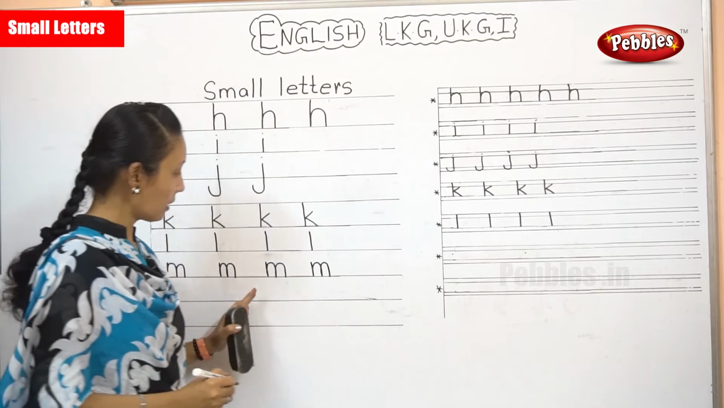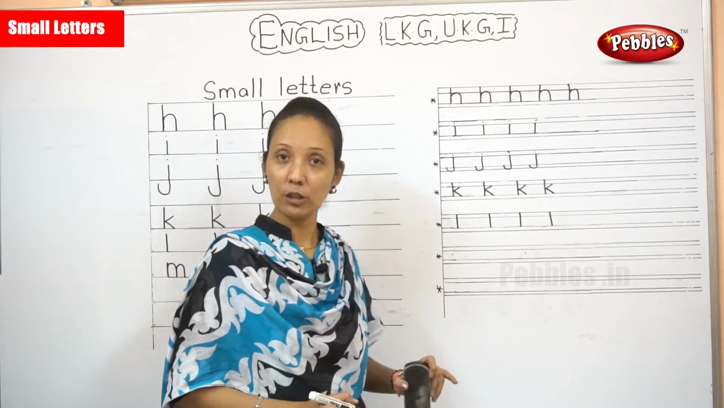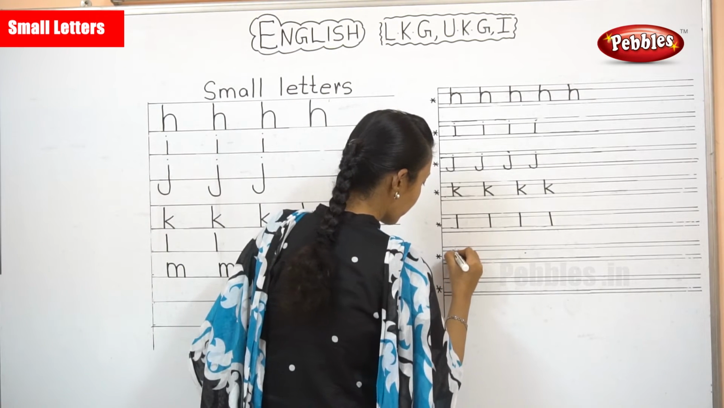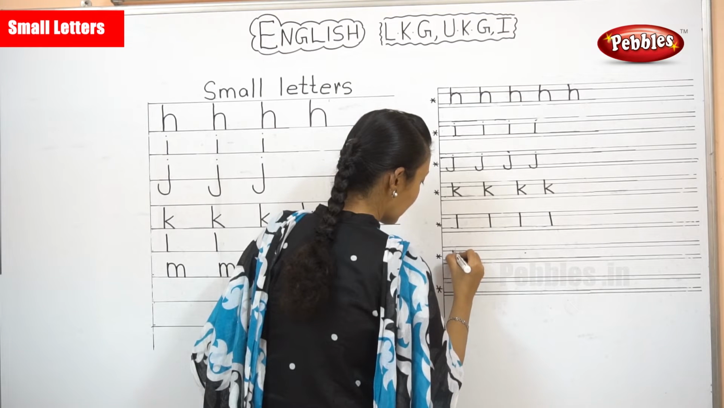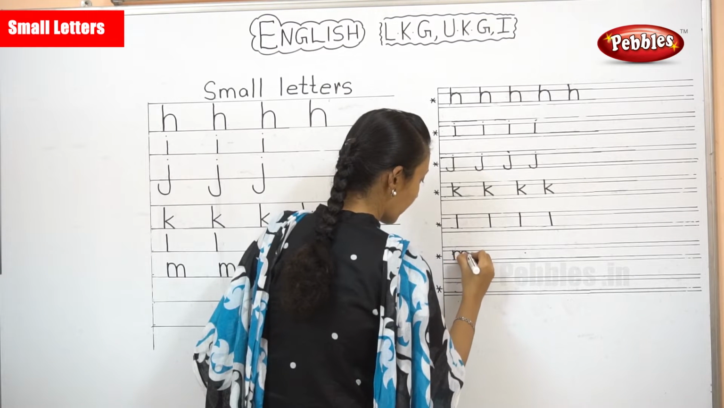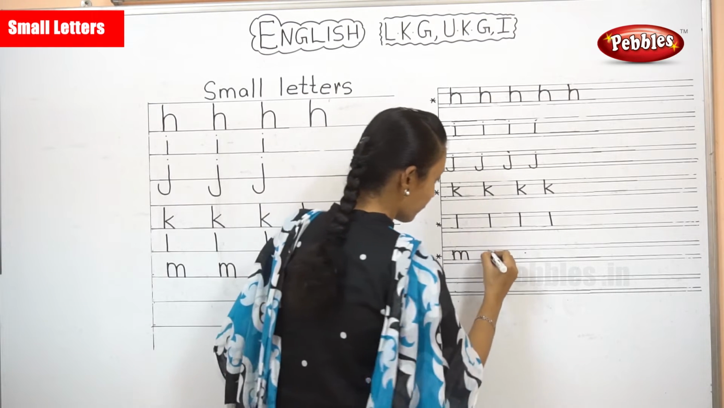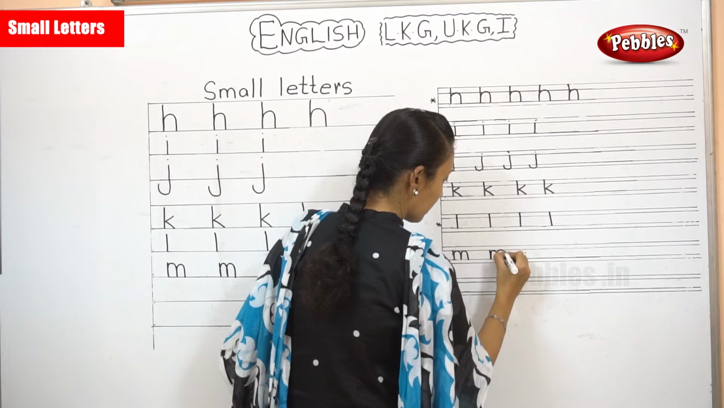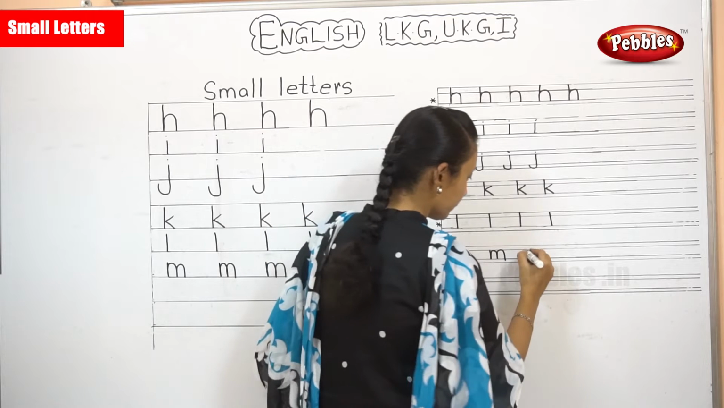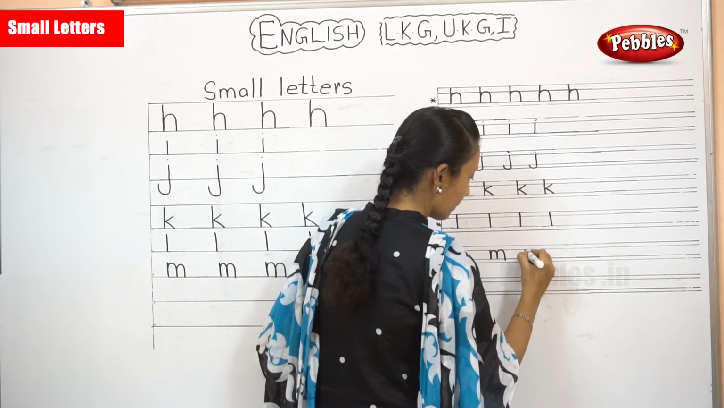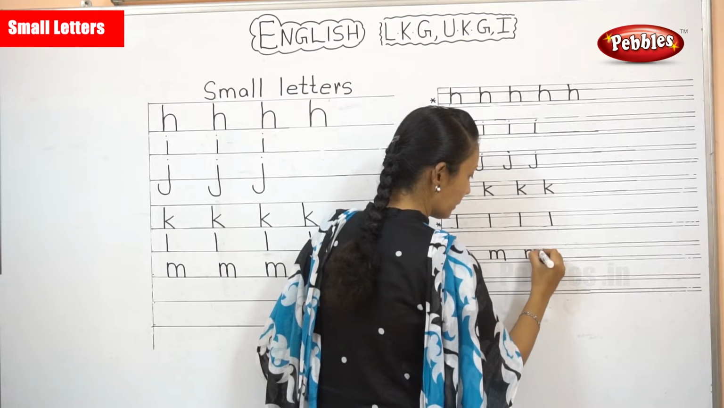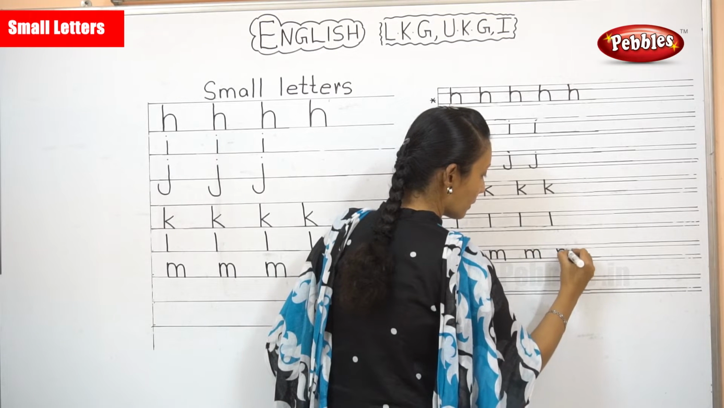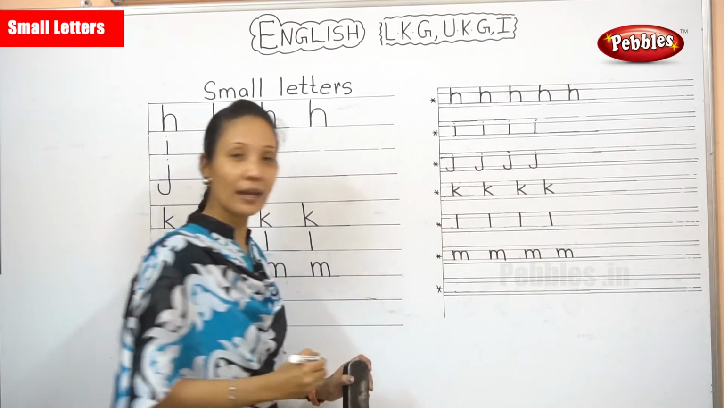Alright, now shall we see how to write the small m in your 4 line? You need to write it only in your 2 lines. Standing line, curve, and a curve, m. Standing line, a curve, and a curve, m. Again standing line, down curve, m. This is your alphabet m.